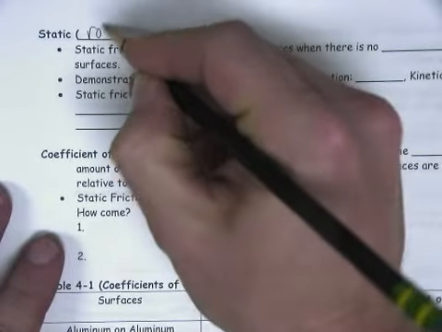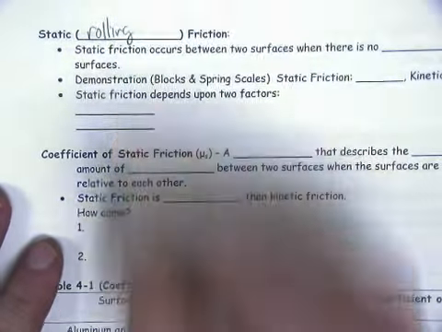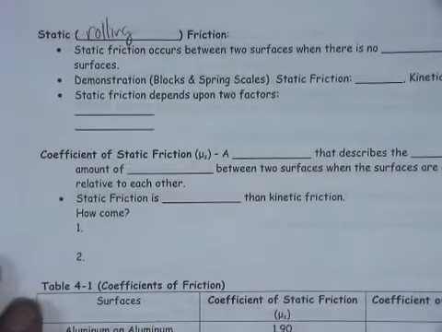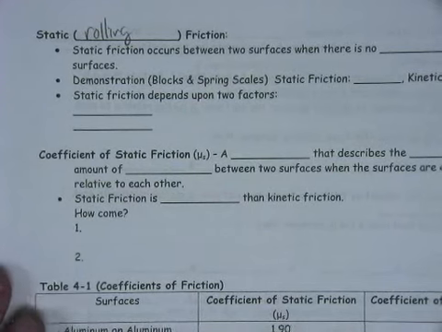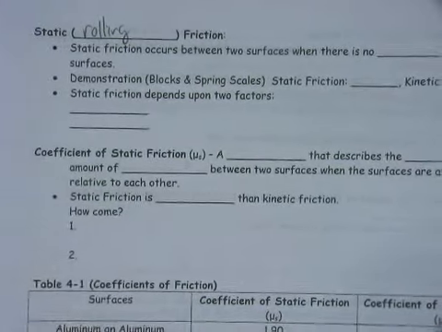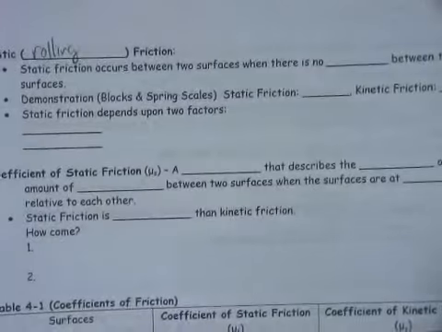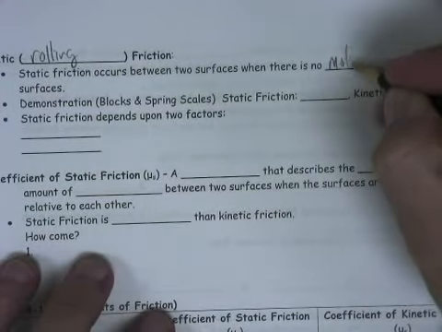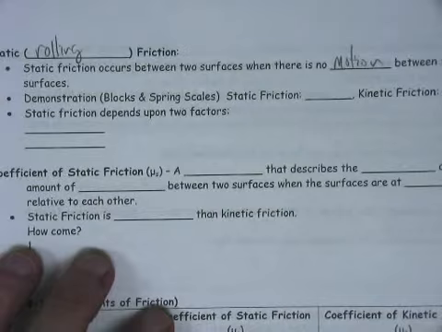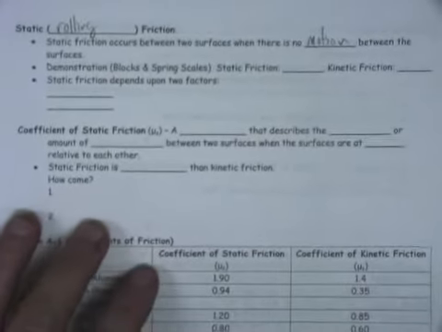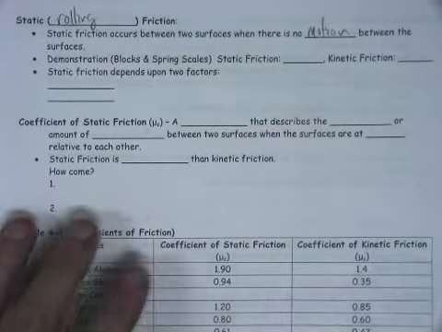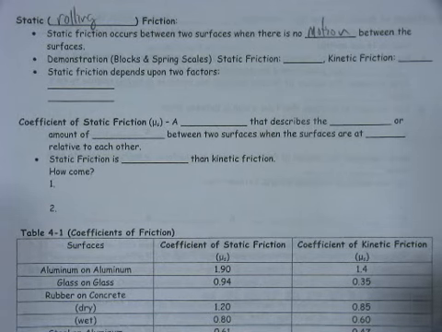So you should know that static friction and rolling friction are basically the same thing. They're synonymous. Static friction occurs between two surfaces when there is no motion between the two surfaces. So as long as the two surfaces are not scraping against one another, we would classify that as static friction or rolling friction.